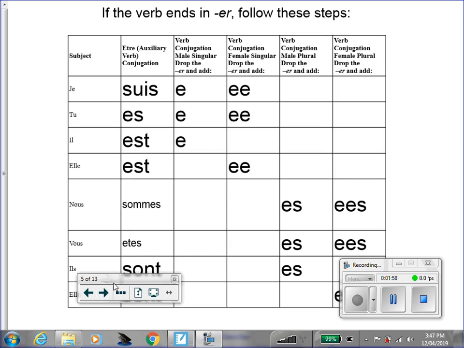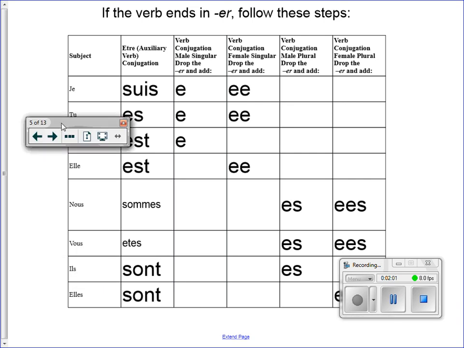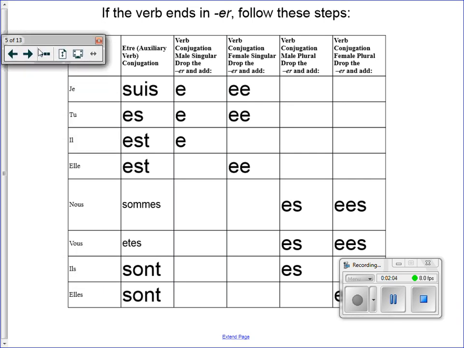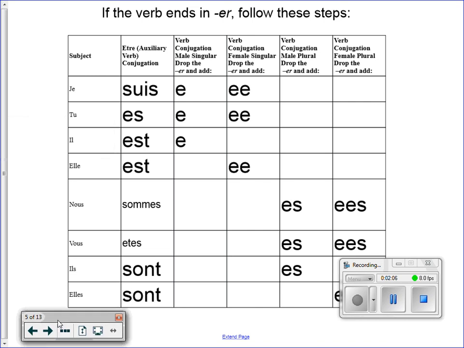All right, let's look at the chart which we can use for ER verbs. If the verb ends in ER, we follow these steps. As we did in semester 1, we start off with our subject, starting with je, going all the way to elles. This time though, after writing the subject, we're going to conjugate the verb être. So I've conjugated être here for your reference.